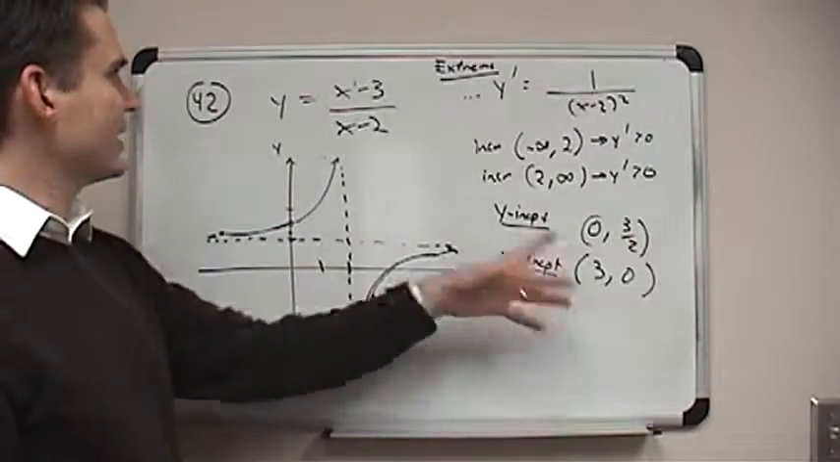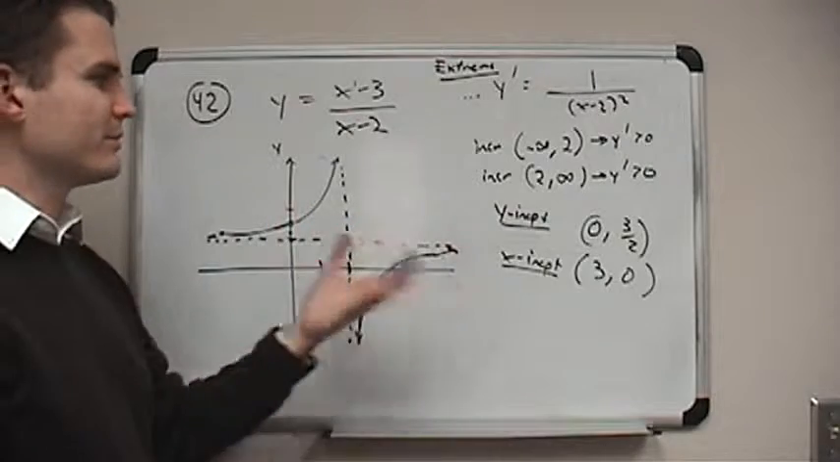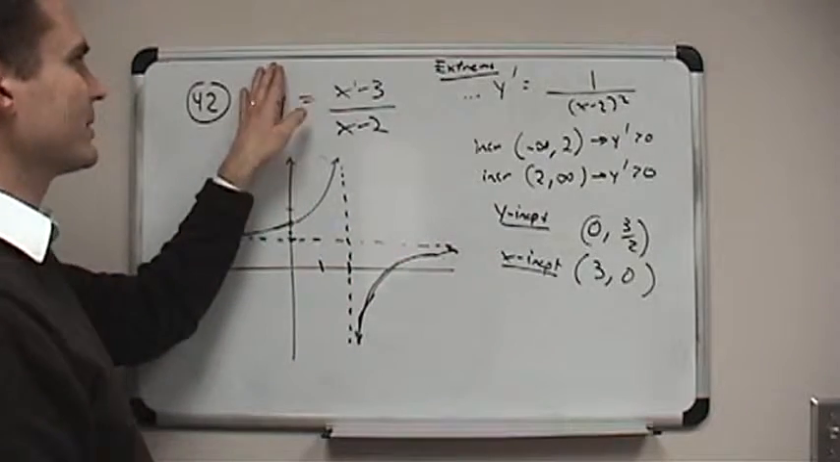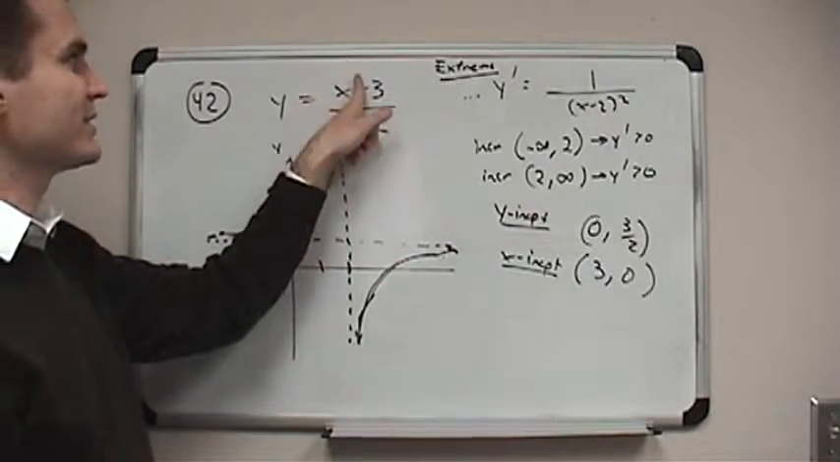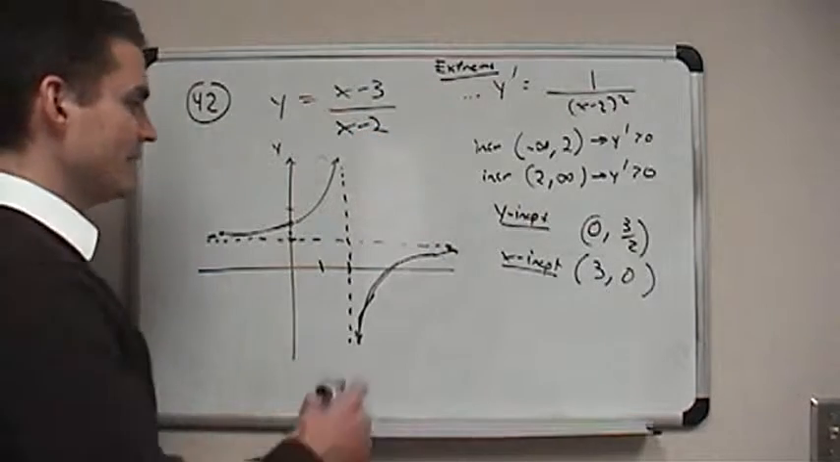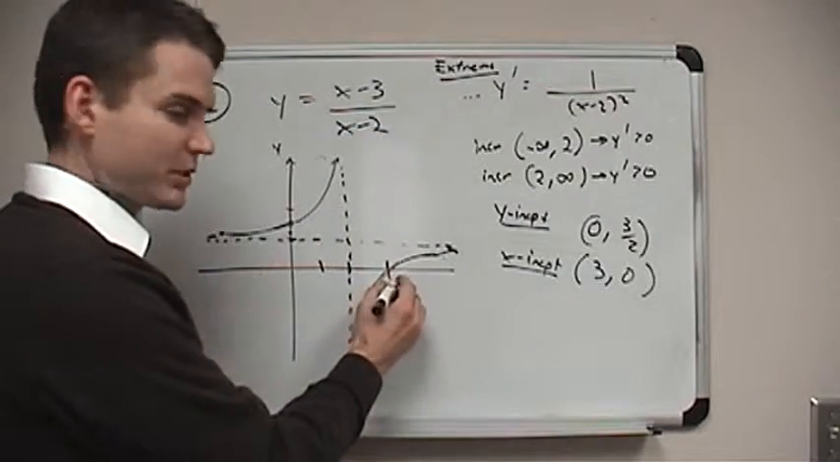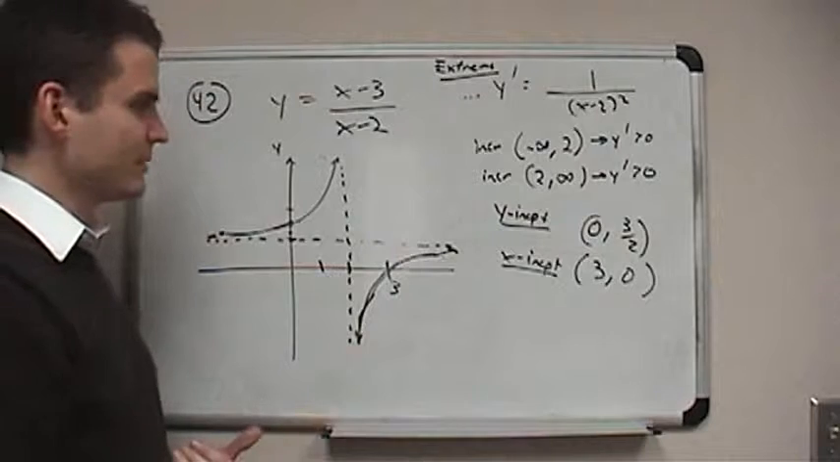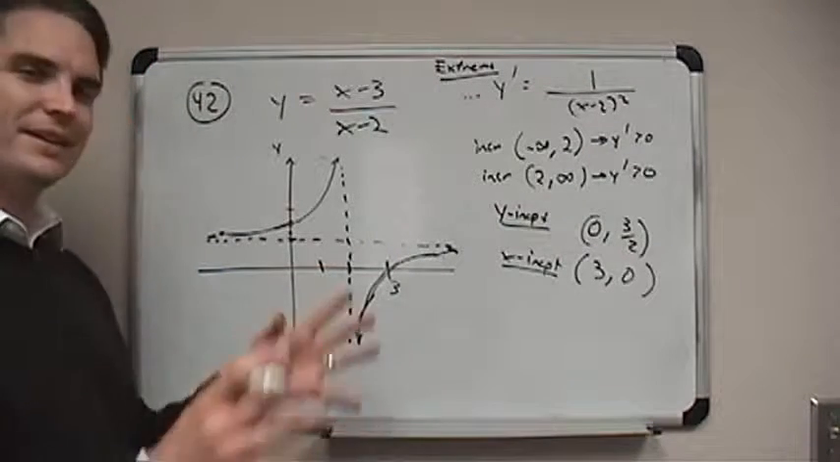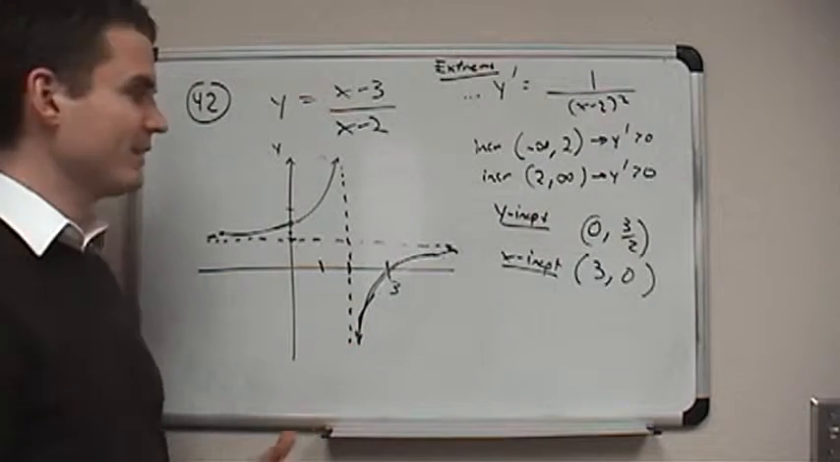And to find an x-intercept, you let y be 0 and solve for x. Of course, if y is 0, the only thing that's going to make this fraction 0 is if x is 3. So right here at 3, and it looks like I was pretty close there, there's an x-intercept. So tie all this information together. That's a pretty accurate graph of this function.